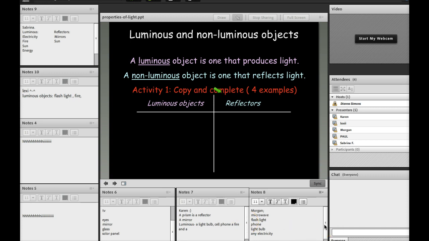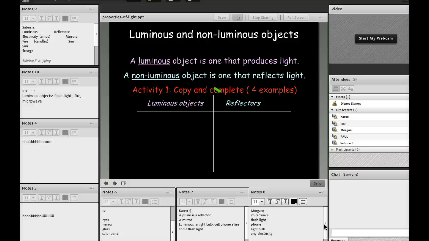All right. So luminous objects. What are things that produce light? Solar panels? Flashlights. Solar panels, do they produce light? They absorb light, but you can use the energy off of the solar, right, they produce the energy. Okay, so we had candles. Karen? Phones. Fires. Fires produce light. What else?